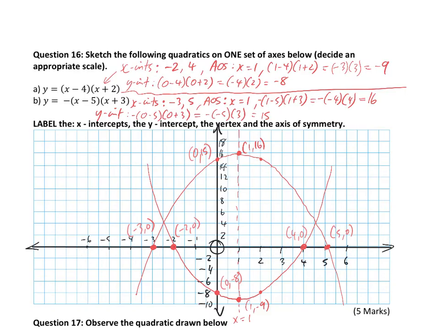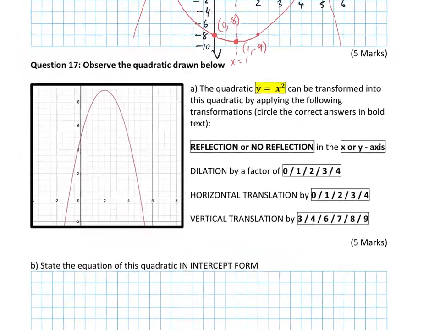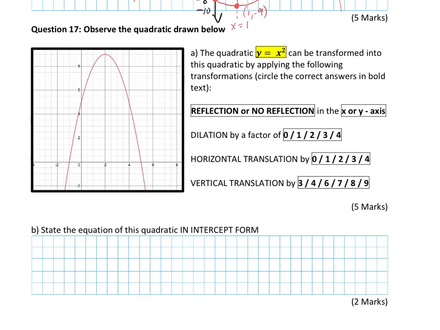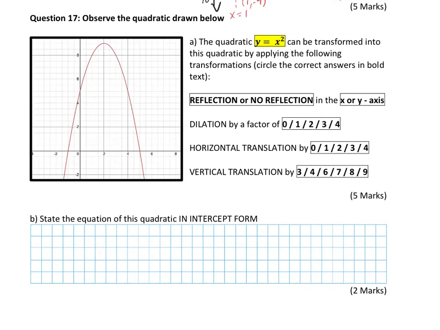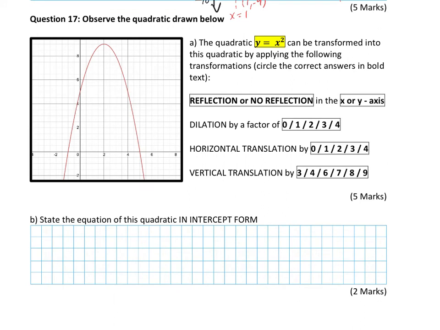Let's move on. Observe the quadratic below. The basic quadratic y is equal to x squared can be transformed into this one by applying the following transformations. I need to circle the correct answers in bold text. Is there a reflection or no reflection? Well, a normal quadratic looks like this. So there was a reflection in the x or the y-axis. It was reflected in the x-axis.